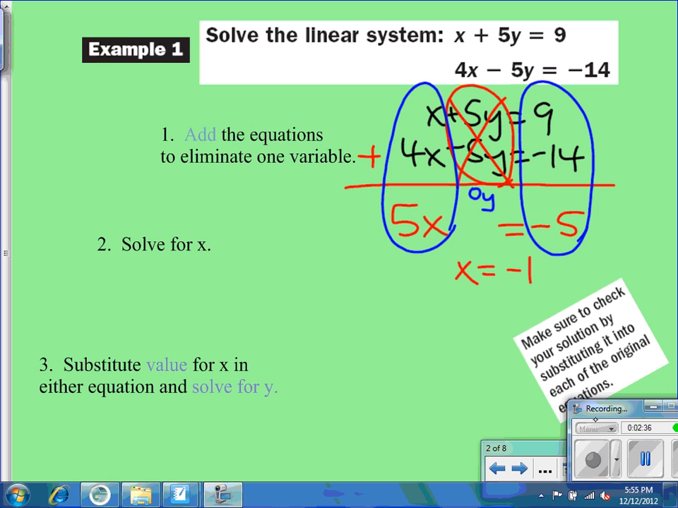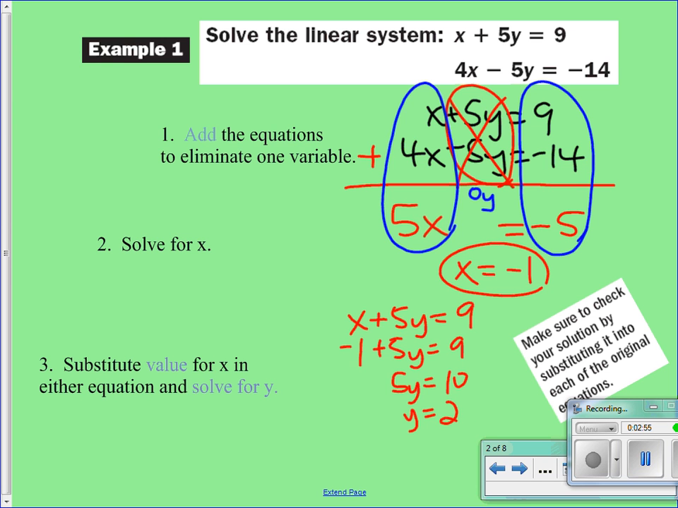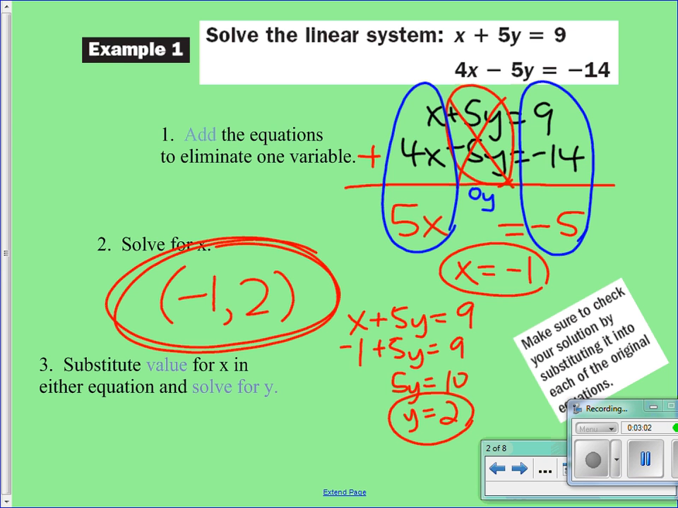Now that I have my value of x, I can plug it back into any one of the equations. x plus 5y equals 9. And now I know that negative 1 plus 5y equals 9. That means that 5y's got to equal 10, so y has to equal 2. You have an x value, you have a y value, and now you have a solution for the ordered pair that solves your system.